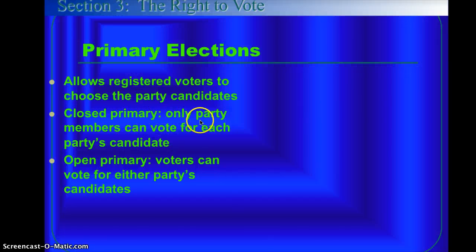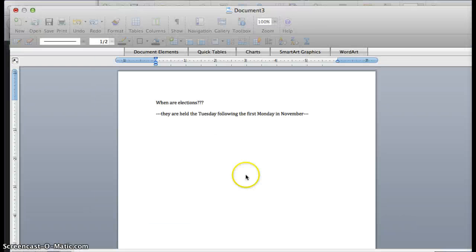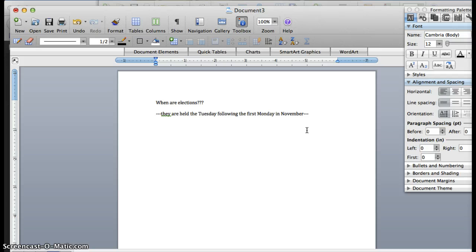Now, in a closed primary, let's say that you are registered as a Democrat. When you walk in there, you give them your name, they look it up, yep, there's your name, you're in the right spot. When they hand you your ballot, it's only going to have the Democratic candidates on it. In an open primary state, when they hand you a ballot, it's going to have both Democrats and Republicans. Now, Nebraska is a closed primary state. So if you're a Democrat, you only get a Democratic ballot. Now, next thing we need to talk about, primary elections. Okay?